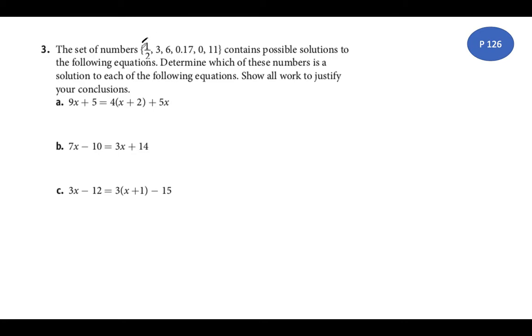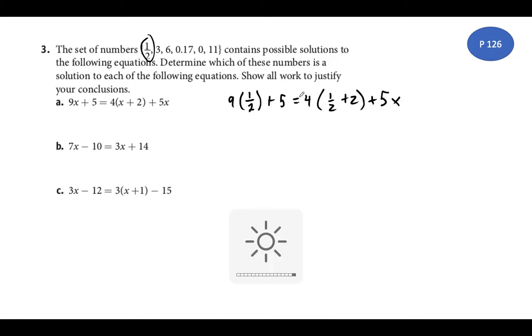So let's try a half. So we could take 9, and instead of x, I'm going to plug in a half, because I think a half might be the solution, plus 5 equals 4 times a half plus 2 plus 5x. Now I want to see, does a half work? In order to check, I'm going to have to simplify both sides and see if I get the same number.